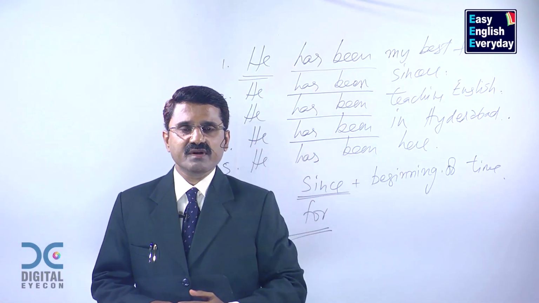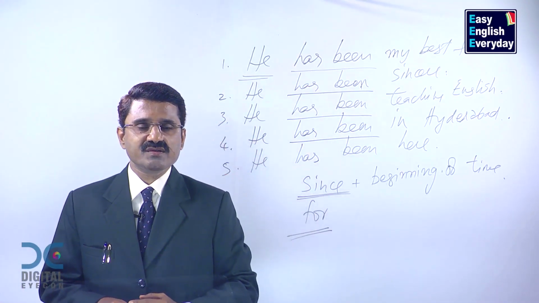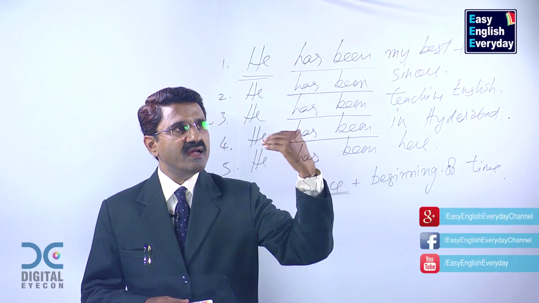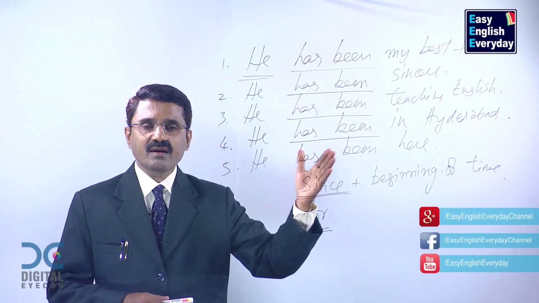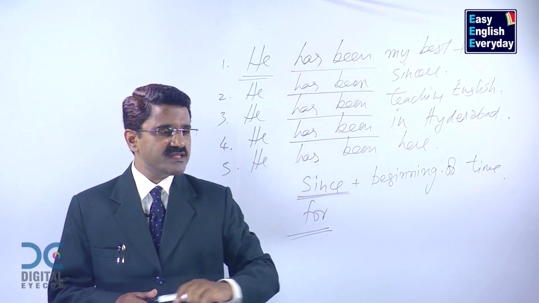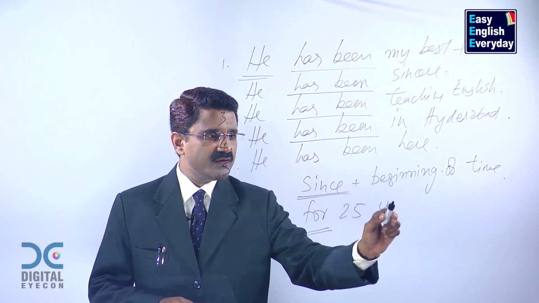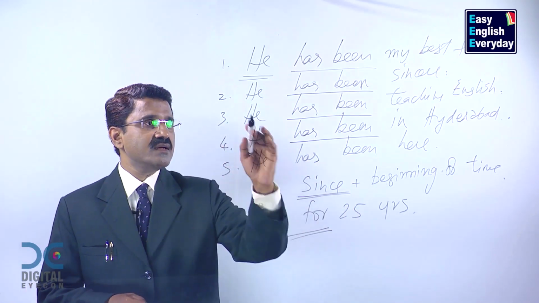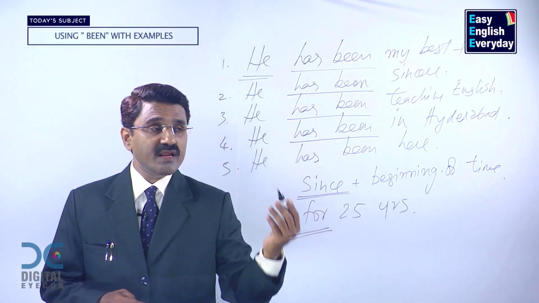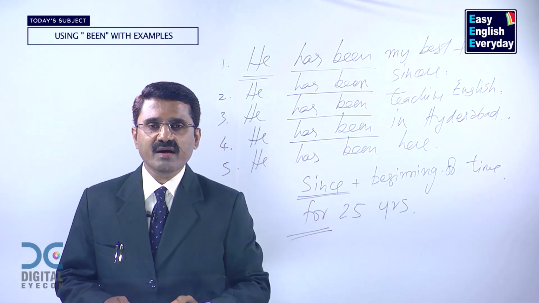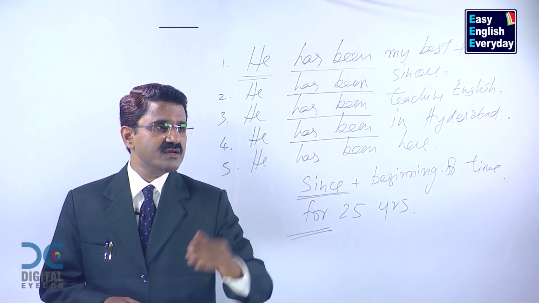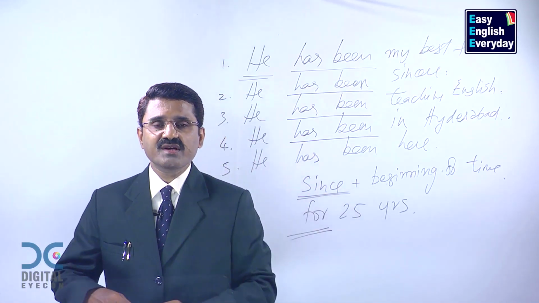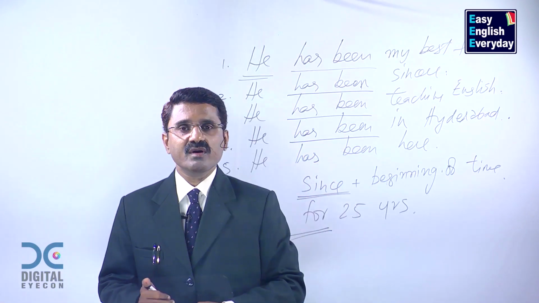He has been my best friend for the last 25 years. That means 25 years ago, he became my friend, and since then, he has been my best friend. So, he has been my best friend for 25 years. He has been sincere for the last 10 years. He has been teaching English for 21 years. He has been in Hyderabad for 35 years. He has been here for a very long time. He has been here for the last 4.5 hours. He has been here for 1 hour.